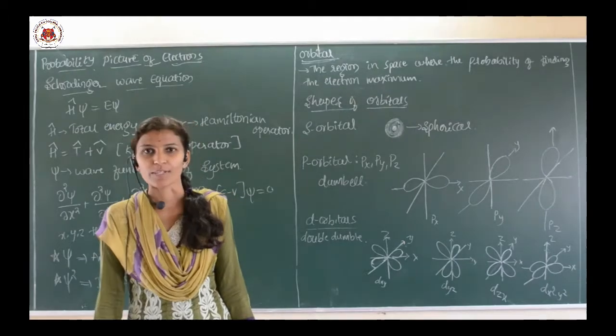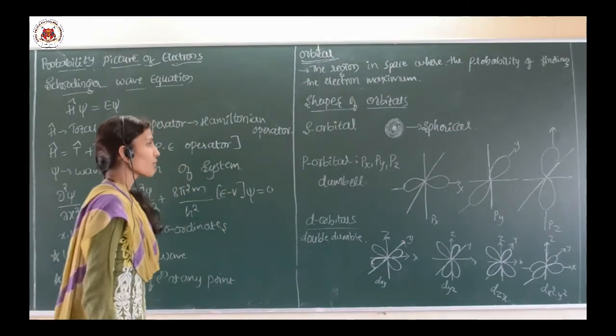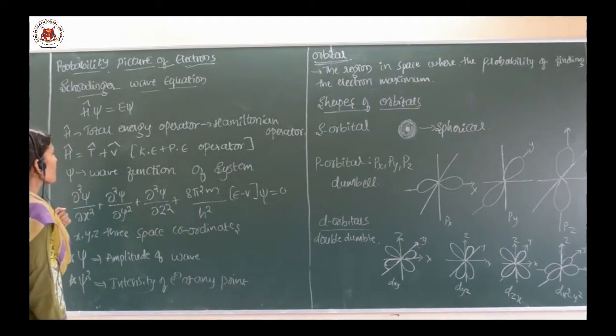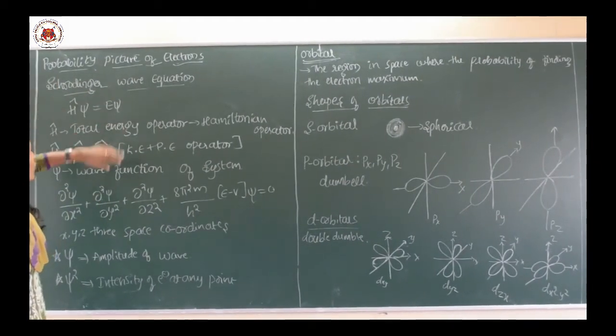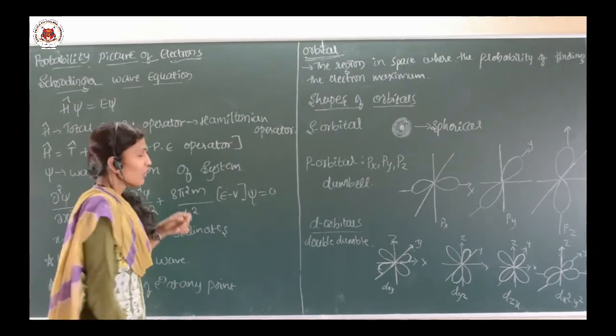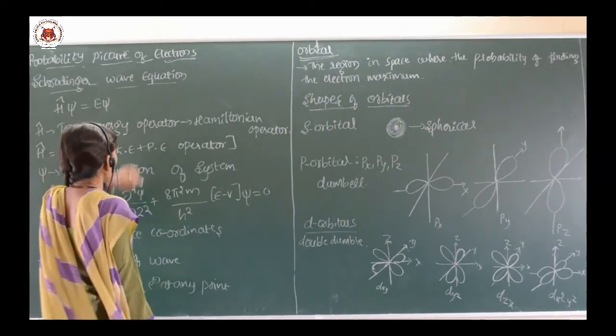Welcome to the chemistry crash course. Today we are going to discuss some concepts which are very important. So, let me go to the concept of probability of finding the electron, that is the probability picture of the electron. Here we are going to discuss the Schrodinger wave equation.